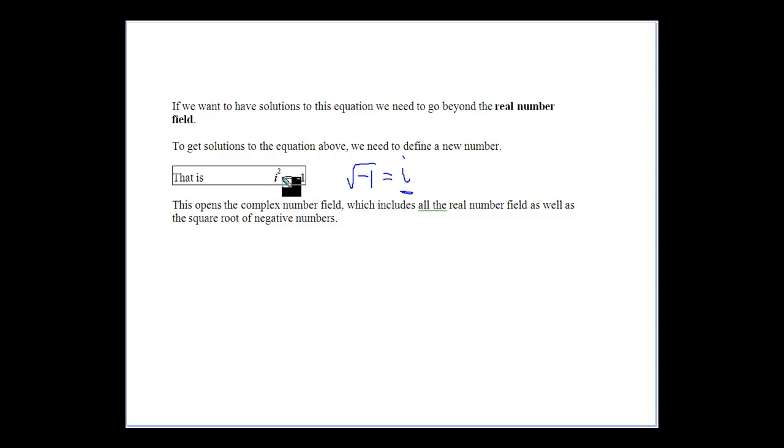So what we call that is i. The definition for this is i squared is equal to -1. Sometimes you'll see it written as the square root of -1 is equal to i. A lot of texts and references don't really like this, but we're dealing with the same idea. Really, what we try and talk about is i squared is equal to -1. So what it does now is it opens up what we call the complex number field. The complex number field includes all the real numbers as well as the square roots of negative numbers, which we call imaginary numbers.